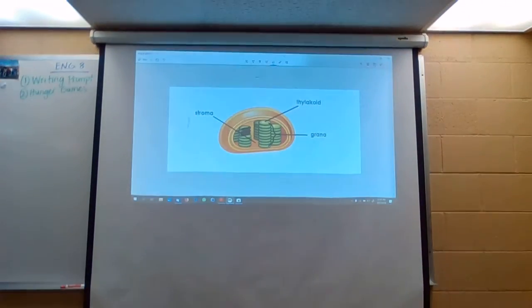So let's start first with the chloroplast. All right, so that's a structure like this, okay? And this is a chloroplast, basically. Let me get my pen here. All right, and inside the chloroplast are two main structures, okay?